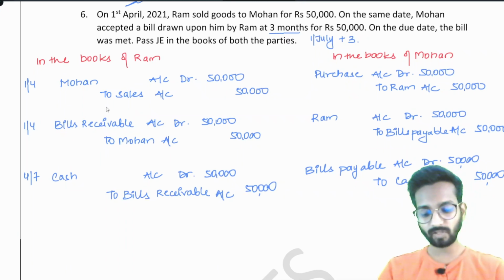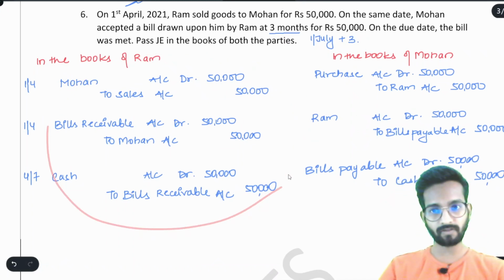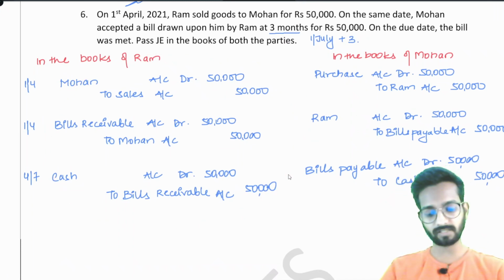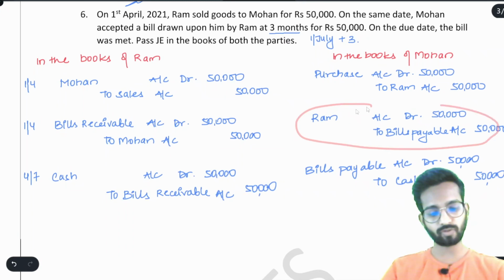Understood? You cannot write that directly, because we have to understand how the entire process has happened, how the money flows, or what the journal entries are. This is what the procedure is. Understand from the viewpoint of Mohan. He first purchased the goods from Ram. Then what did he give to Ram? He did not give cash, he gave Ram bills. So we wrote Ram to bills.